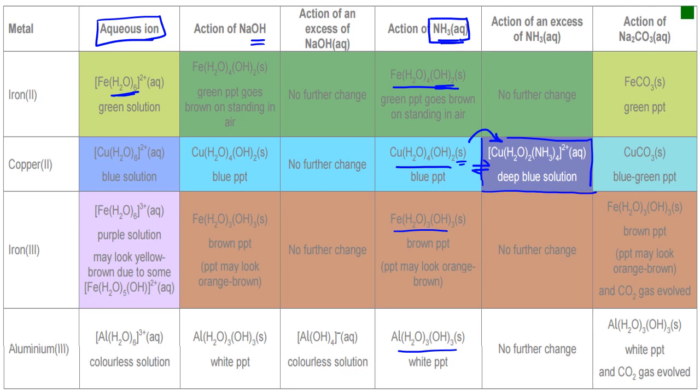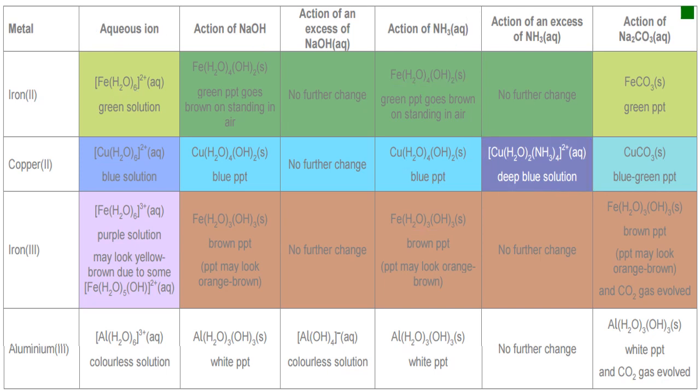So that's the main thing you need to know about ammonia and the addition of excess ammonia. What we can do now is talk about carbonate. So again, I'll get rid of that and talk about carbonates. And here we notice that we have a big difference between the carbonates of your metal 2+ ions, right, and your carbonates of your metal 3+ ions.